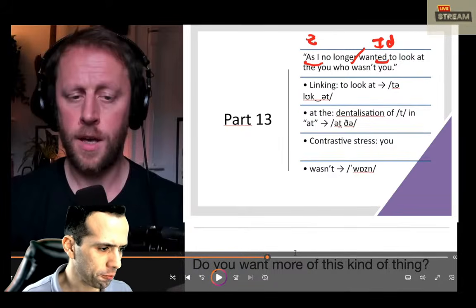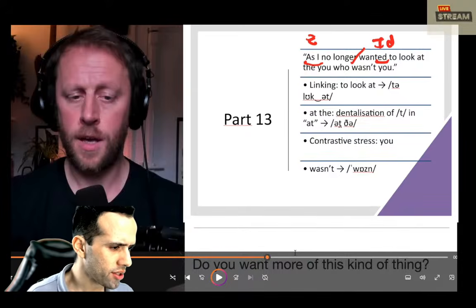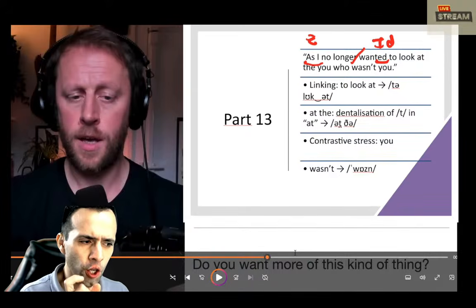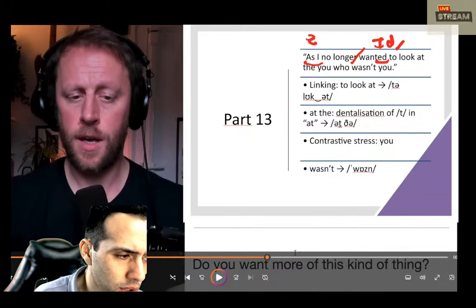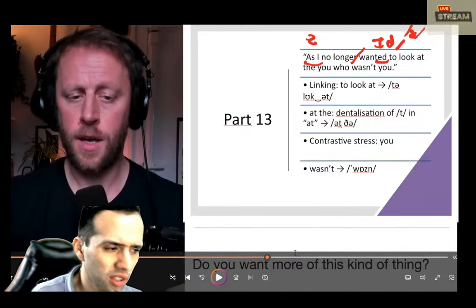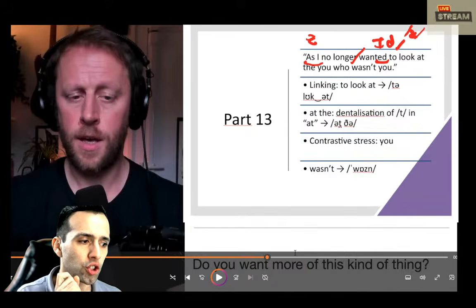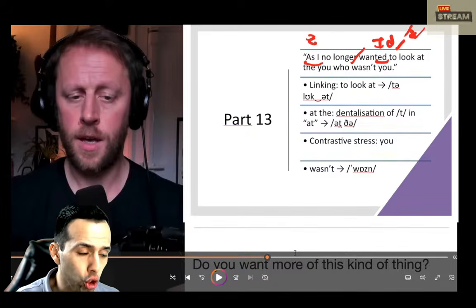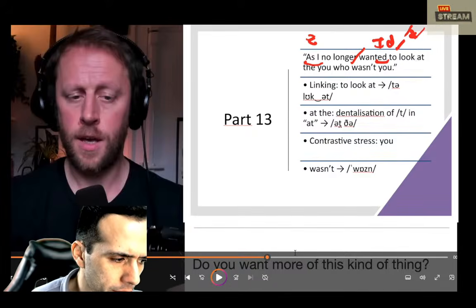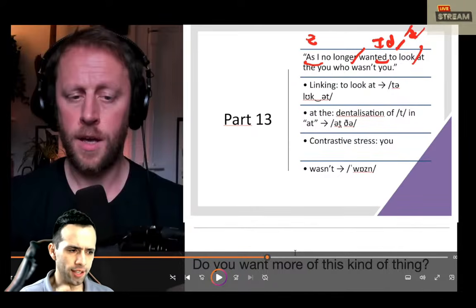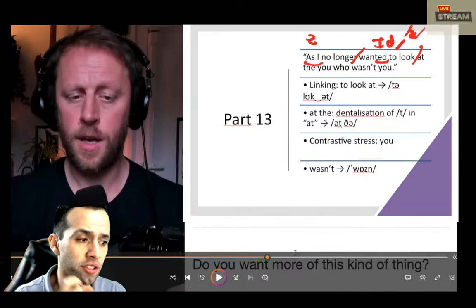After that, he says, as I no longer wanted to look. The "to" is pronounced with a schwa. It's not "to", it's "tuh": to look, to look at the. He makes a pause here. Yes, he does make a pause there. So, as I no longer wanted to look.